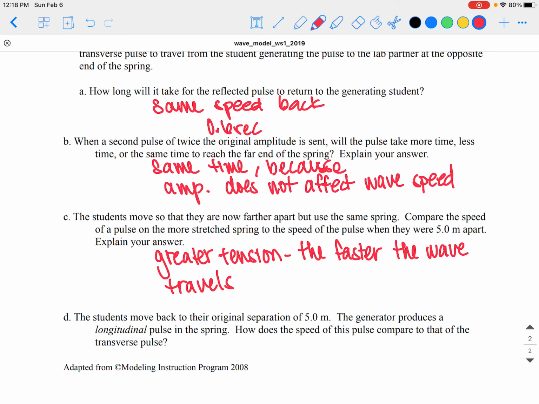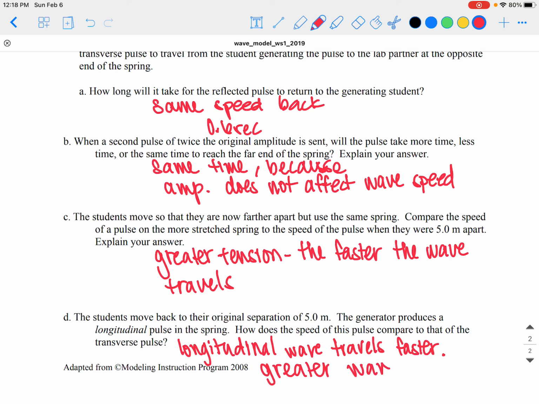And then the student moves back to their original separation. The generator produces a longitudinal pulse in the spring. How does the speed of this pulse compare to that of the transverse pulse? Again, we learned this in our lab, that a longitudinal wave travels faster. So it's going to have a greater speed, greater wave speed.